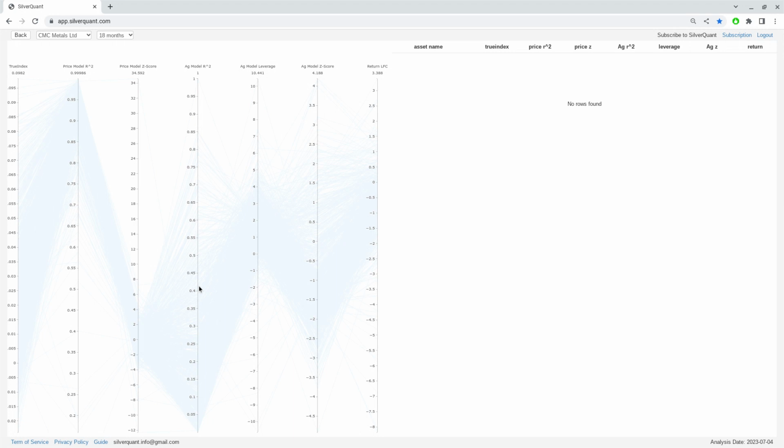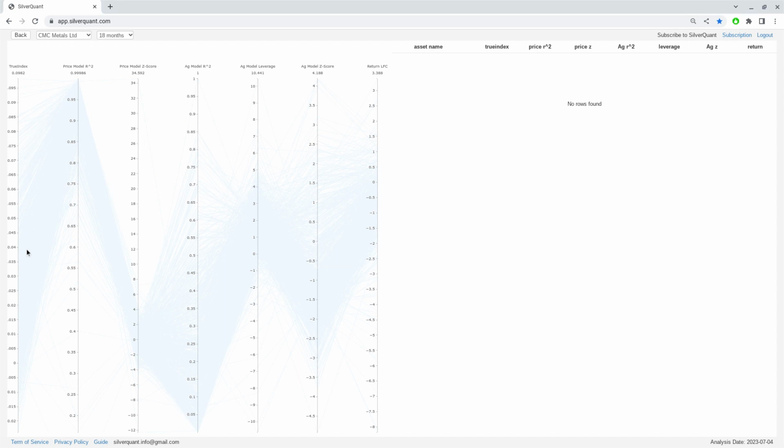The other thing which really separates the SilverQuant asset screener is the use of the parallel coordinates display. And we're going to talk about how that's used now. First, a quick overview of what it is we're looking at here. We see a number of vertical lines. Each of these vertical lines corresponds to a SilverQuant variable.